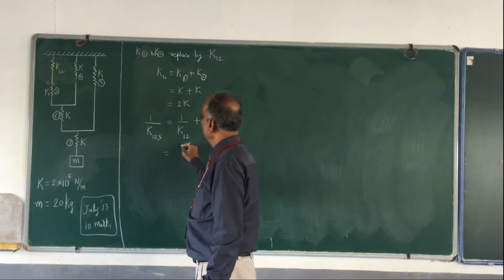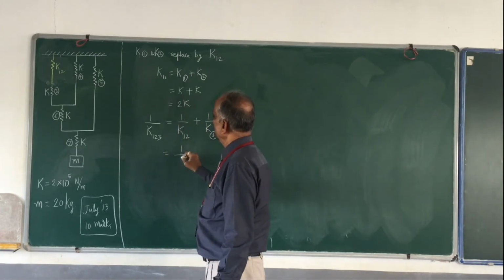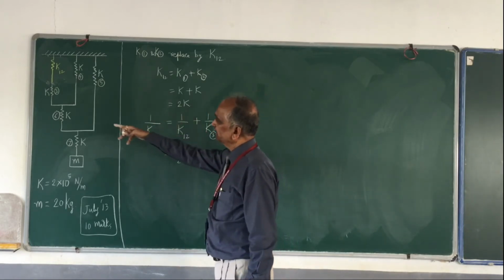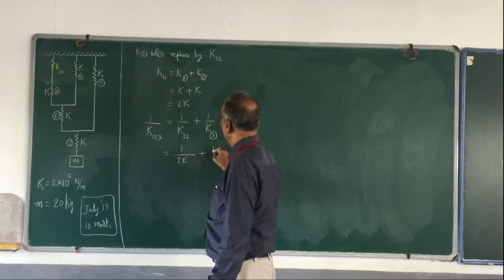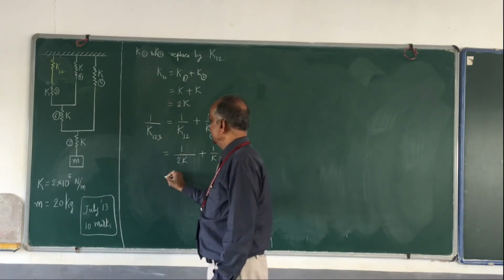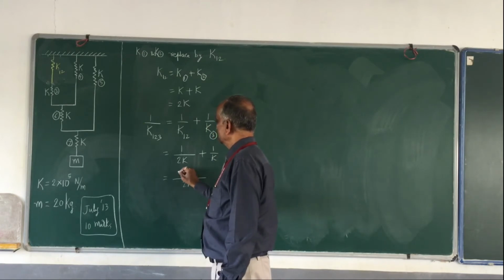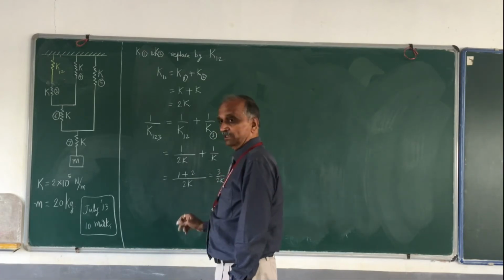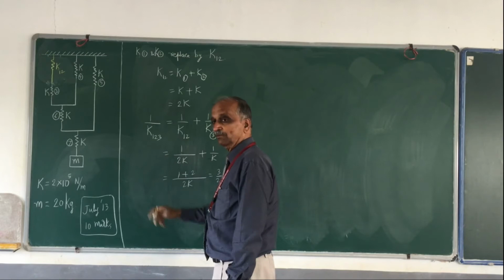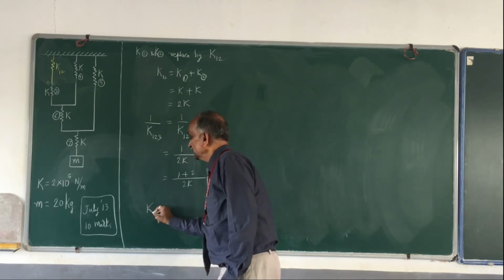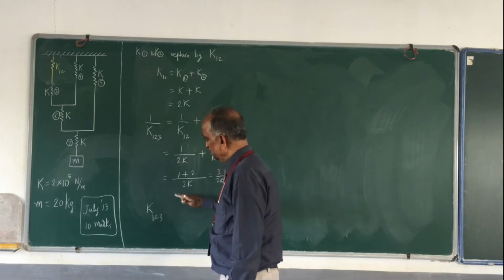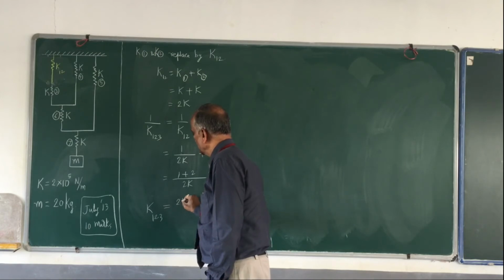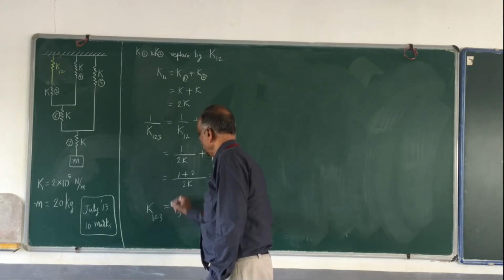Okay, let me find out what is 1 upon K12. K12, I know that it is 2K, so 1 upon 2K plus 1 upon K3. K3 is what? K3 is K only. That is 1 upon K. So simplify this. 2K is the LCM. This is 1 plus 2. This is nothing but 3 by 2K. Please remember what the left hand side is. It is 1 upon K123, it is not K123. So this is therefore K123, which is 1 upon this. That is the reciprocal. So this is equal to 2K divided by 3.